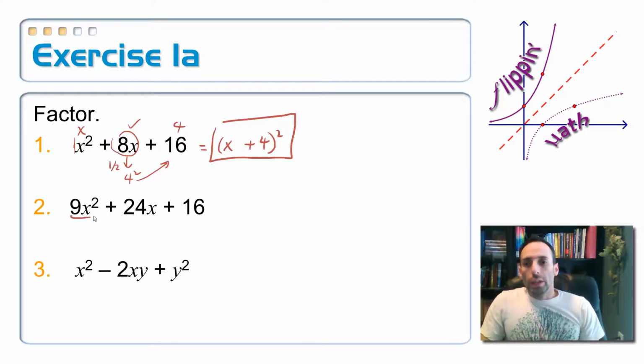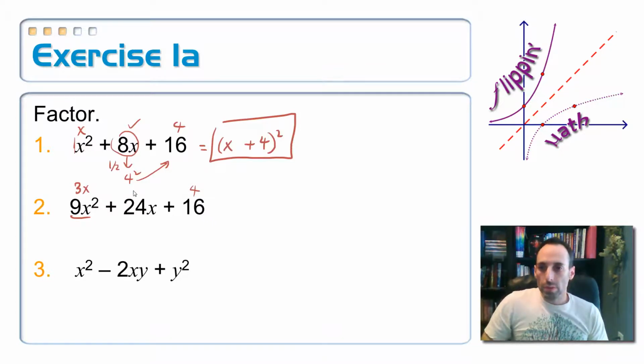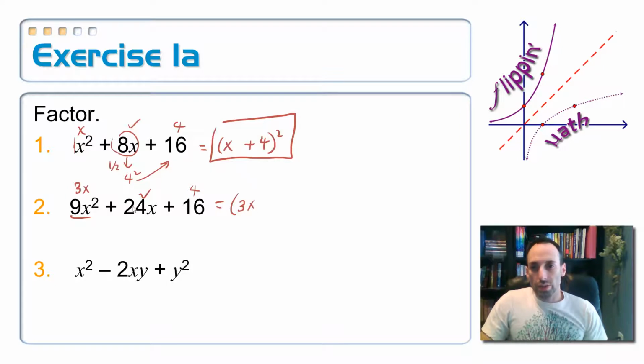Okay, so is 9x squared a perfect square? Sure it is. It's 3x if we take the square root. 16, well, just like before, sure, it's 4. Now let's check to see if the middle term matches up. I would do 3x times 4, that'd give me 12x, and then if I double it, I get 24, so it checks out. The middle term matches up.